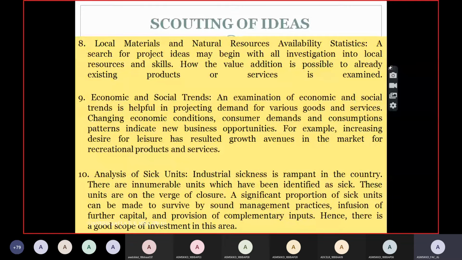So this is another aspect where you can generally get ideas. Mostly in India, we generally get sickness due to problems with government acceptance, or the ability to finance, or some other areas. So you take over those sick units, and with sound management practices, and by infusing some more capital in that area, automatically you can get a good scope in that investment area. So these are the areas where you generally get the ideas.